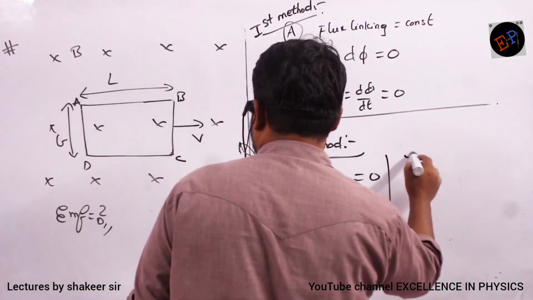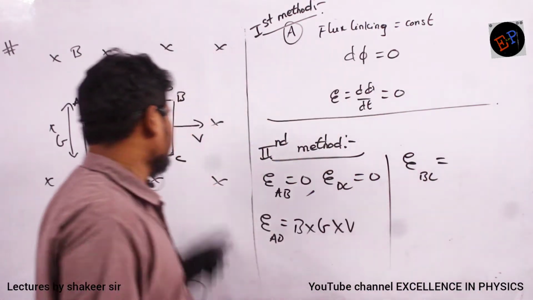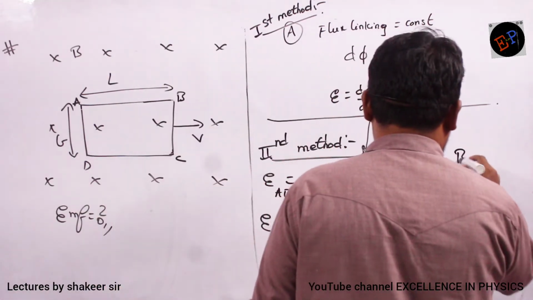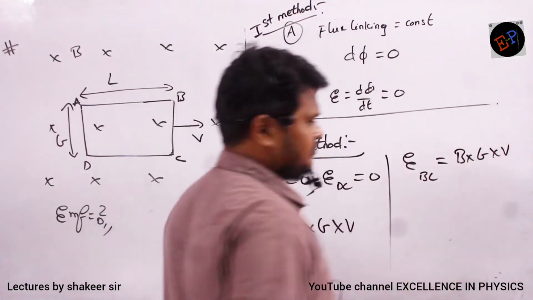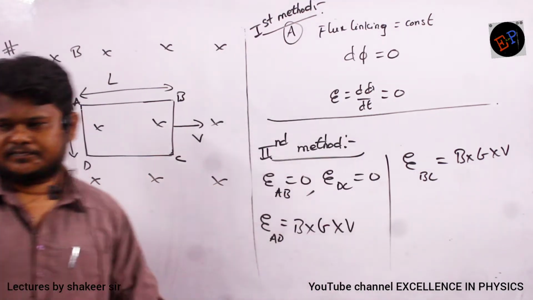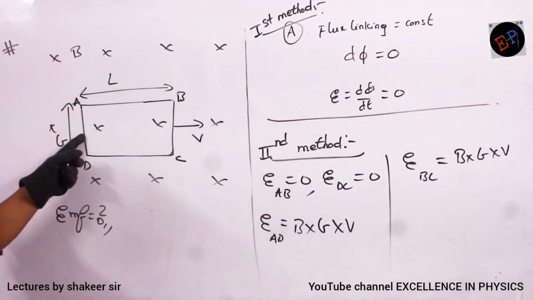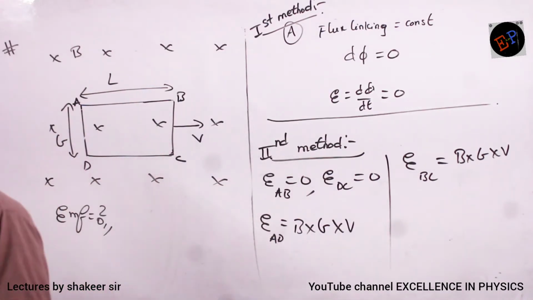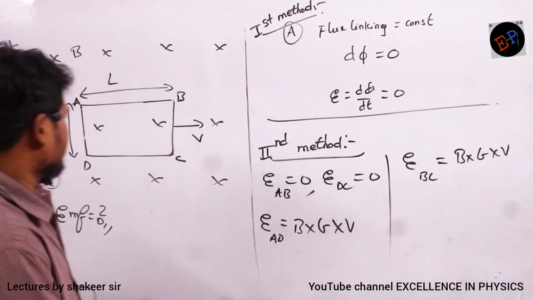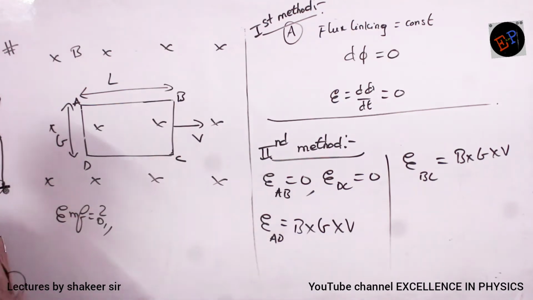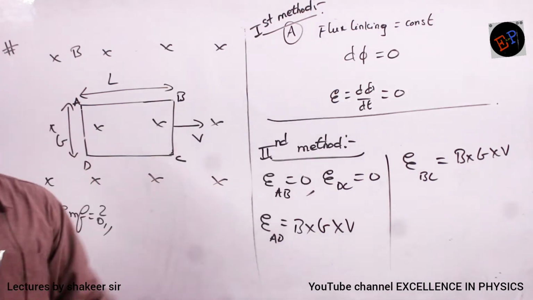Similarly, what is the EMF induced in BC? Same: the strength of the magnetic field is B, the length is small b, the velocity is v. But what we are saying is that the total EMF induced is 0. How can you explain that? In this wire and in this wire EMF is not induced, but here EMF is present, and here also EMF is present. So why am I saying the total EMF is 0?